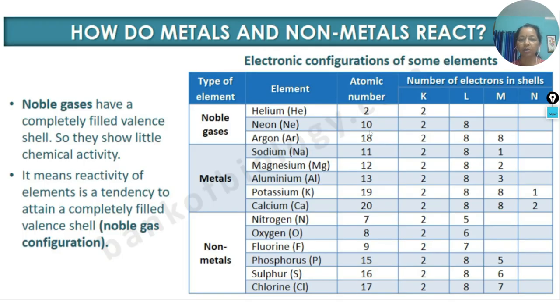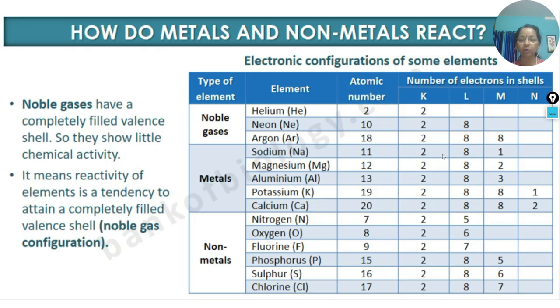Now neon, atomic number 10, electronic configuration 2, 8. That means the first two shells are completely filled. The third one is argon, atomic number 18, electronic configuration 2, 8, 8. That means the three shells are not completely filled but filled in a stable state. The capacity of the M shell is 18, but 8 electrons is a stable state. That means argon is also in a stable state.